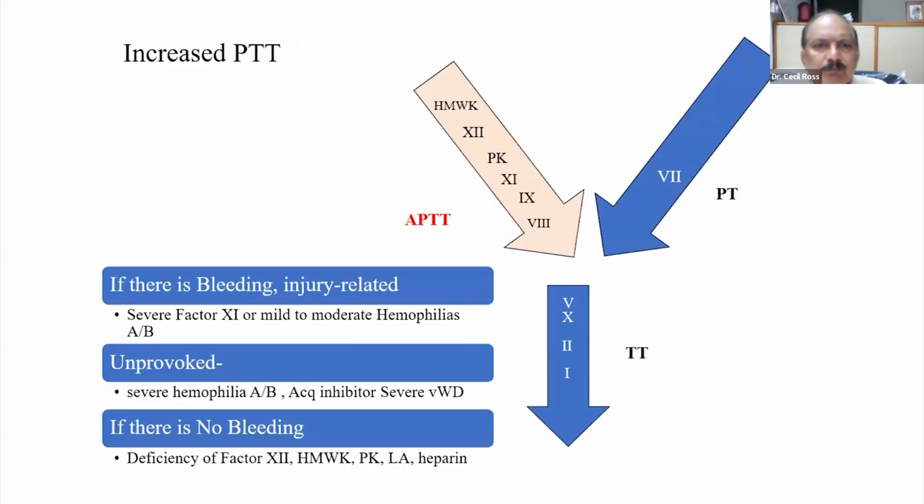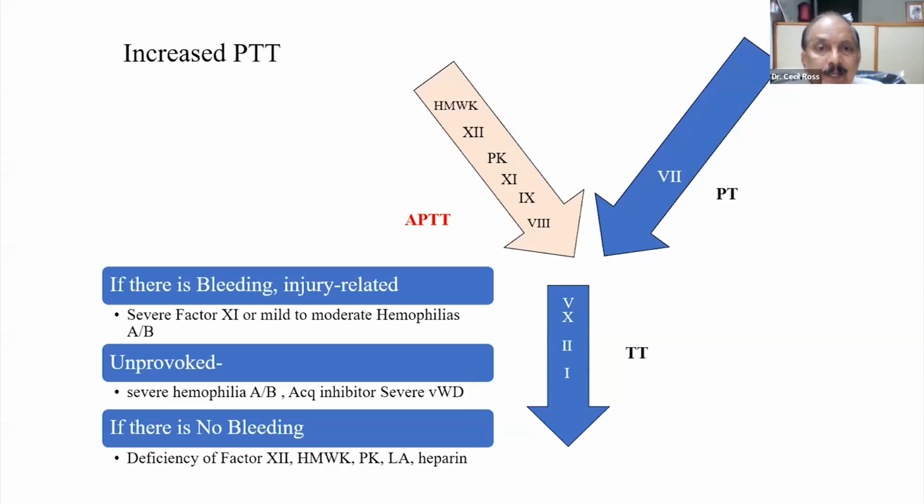So supposing you have a person who has only increased APTT, that's increased activated partial thromboplastin time. If there is bleeding that is injury related, then you think whether the person has factor 11 deficiency or mild to moderate hemophilia, that is factor 8 or factor 9 deficiency. If there is unprovoked bleeding, then you think that the person has severe hemophilia A or B, or the person may have an acquired inhibitor or severe von Willebrand's disease.